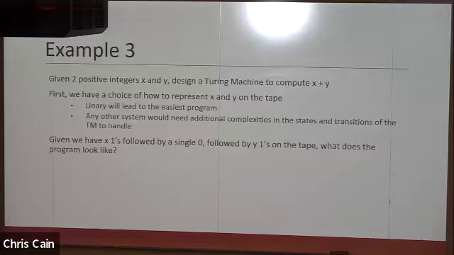How are we doing? People feel like they know how to start or know how to think about it?